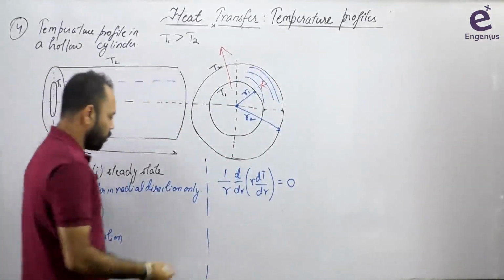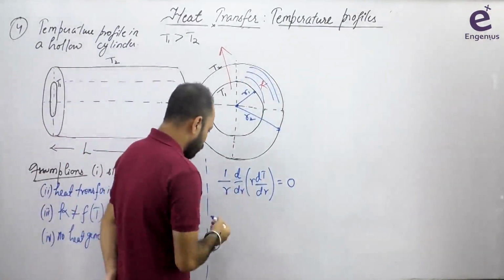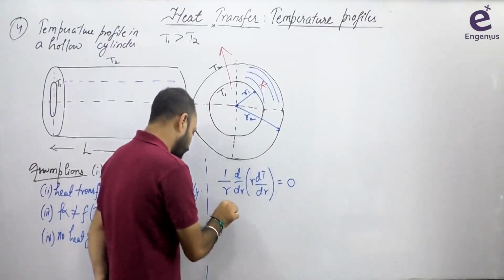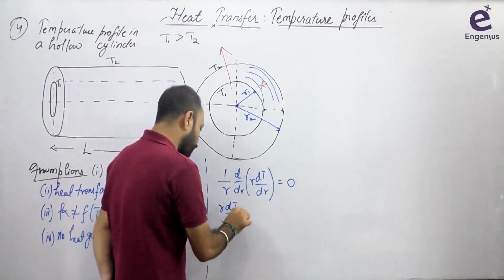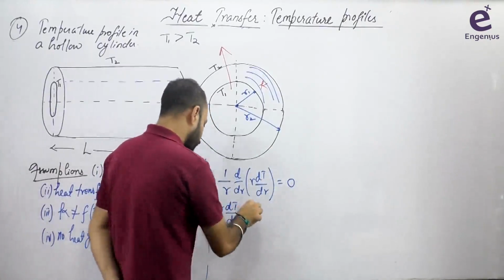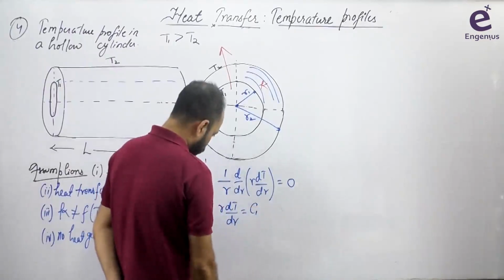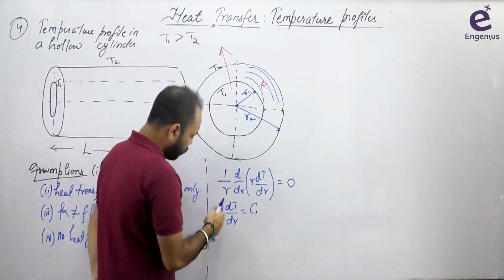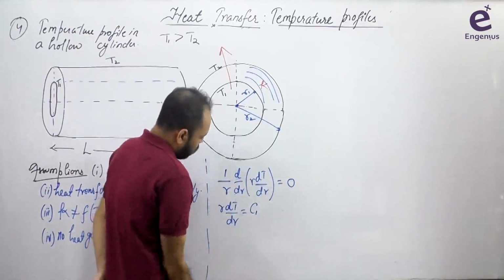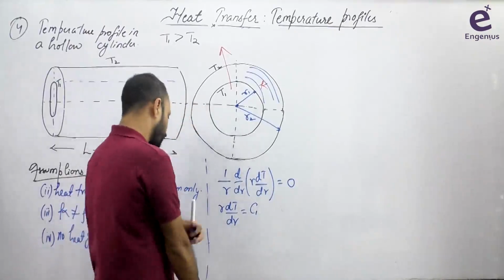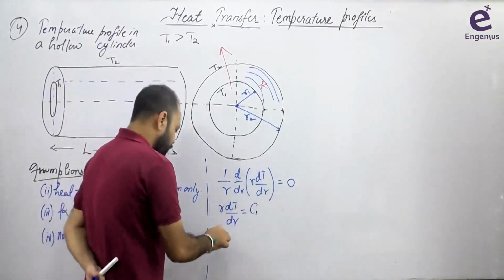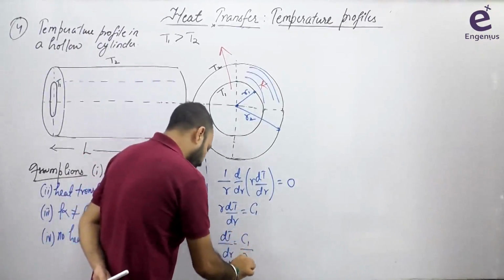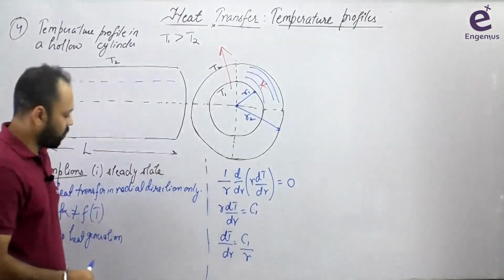Okay. So 1 by R, this R goes here, becomes 0. So we have d by dR, R dT by dR, that is the equation, R dT by dR is equal to C1. Right? Is it okay? R becomes 0. I have integrated 1, so that becomes R dT by dR. Right? And then it becomes C1. Fine? Okay. Then it becomes dT by dR is equal to C1 by R.